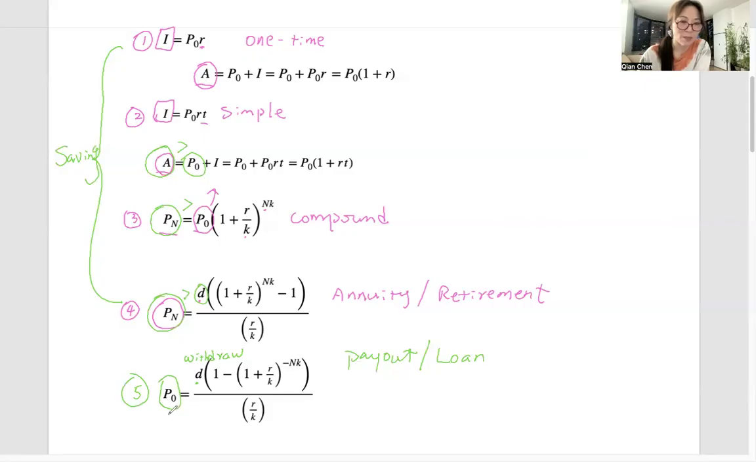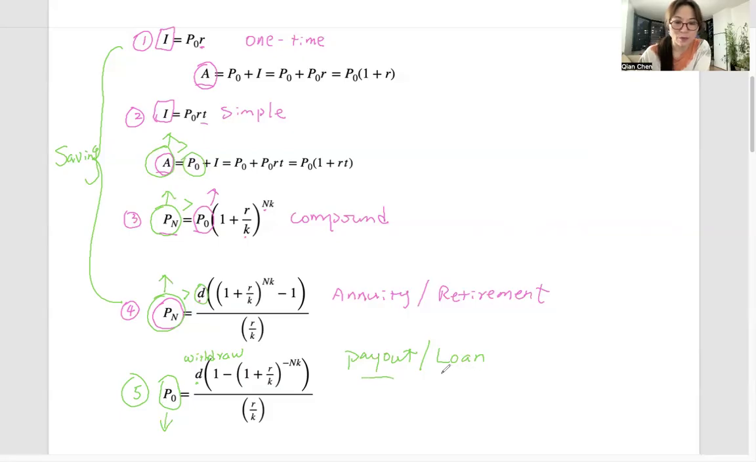So this amount of money decreases. All the others increase after a certain time. Only 5 decreases. You start with some money in the account, and you start to take out, so this money gets smaller, smaller, smaller until it becomes 0. So that's for payout annuity, or when you withdraw from your retirement fund.